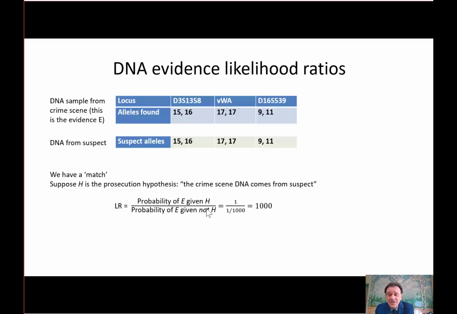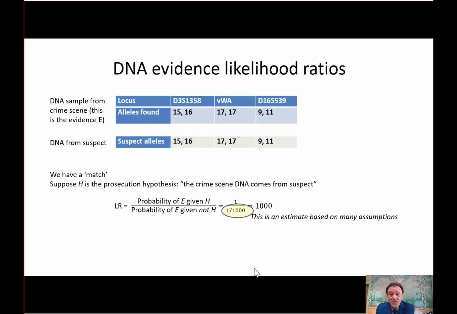Now, all kinds of assumptions are involved in this estimate, which is based on the population frequency of the particular genotypes at those loci. So if on average each genotype occurs in 1 in 10 people, then a so-called unrelated person will have a probability 1 over 10 times 1 over 10 times 1 over 10, which is 1 over 1,000, of having the profile. And that's a likelihood ratio of 1,000.